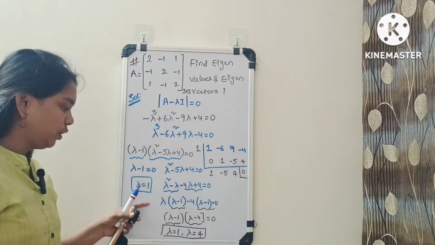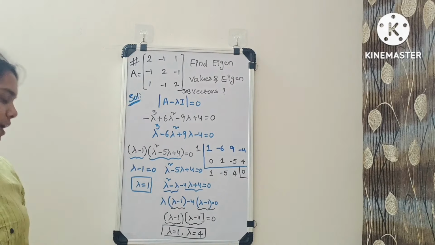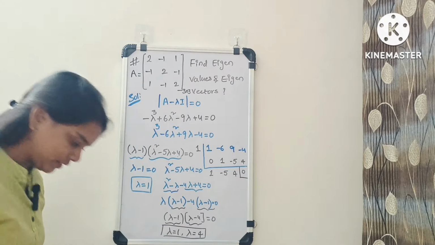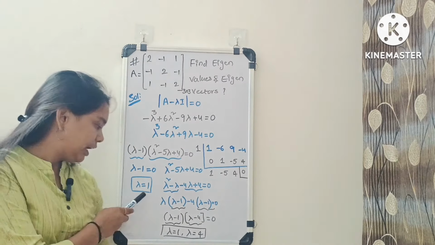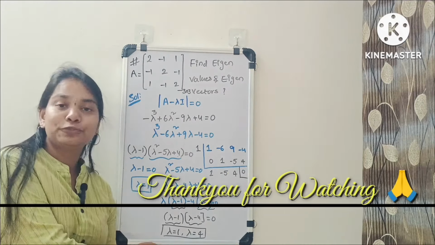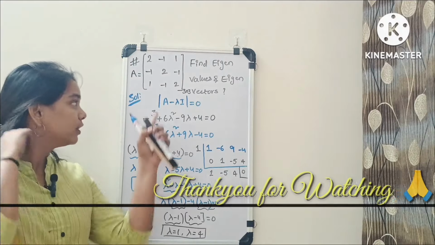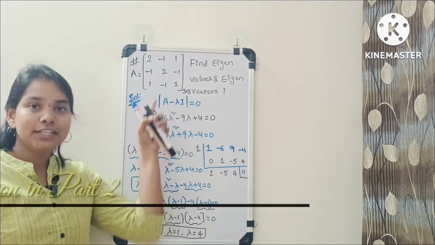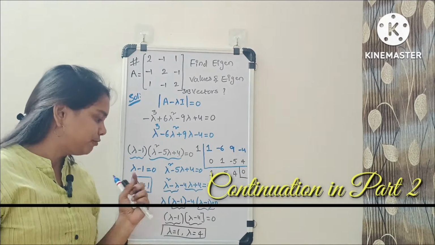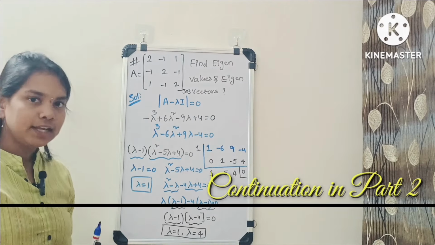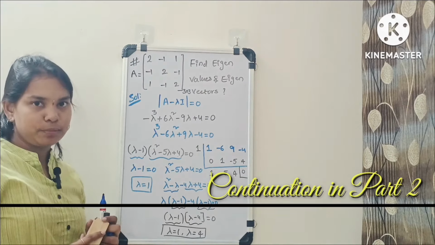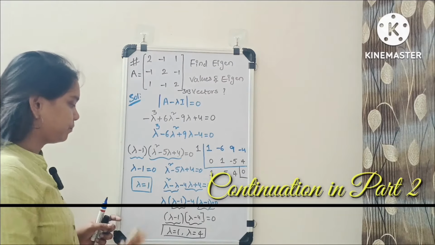Here we have lambda equal to 1. So for this matrix, what are the eigenvalues? The eigenvalues are lambda equal to 1, 1, 4. 1, 1, 4 are the eigenvalues for this matrix. In this way, you can find the eigenvalues. If you want, you can take a screenshot of this. Next class, I'll explain further. Okay.